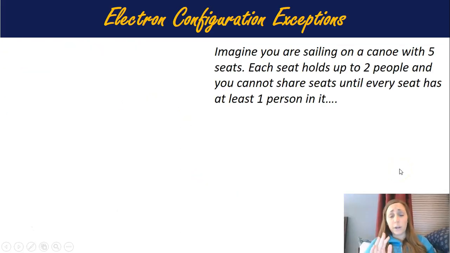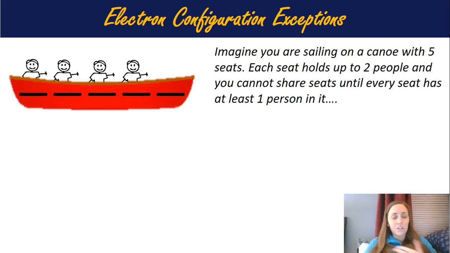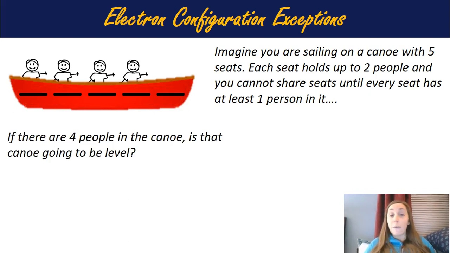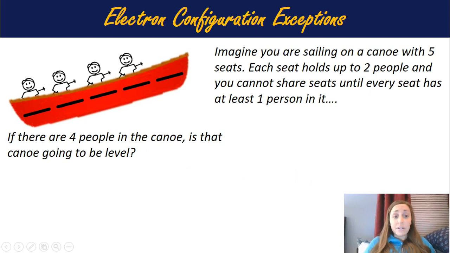I want to tell this little story. I want you to imagine that you're sailing in a canoe, and each canoe has 5 seats. So each seat can have 2 people, and you can't share seats until every seat has at least 1 person in it. Like orbitals. So weird. All right, so here's your canoe. And in this story, you have 4 people in your canoe. So is that canoe going to be level? No, it's not. If you notice, there's more people on this side of the canoe than over here, so it's going to kind of be wobbly.